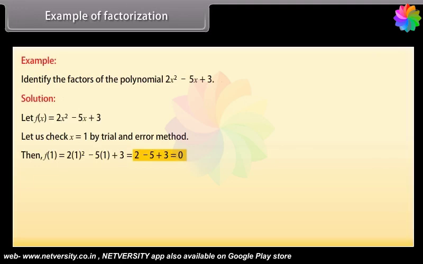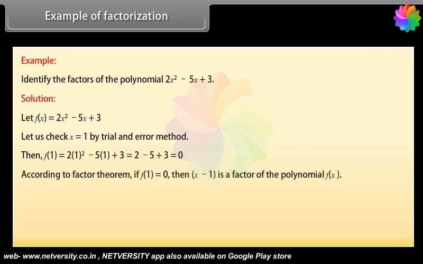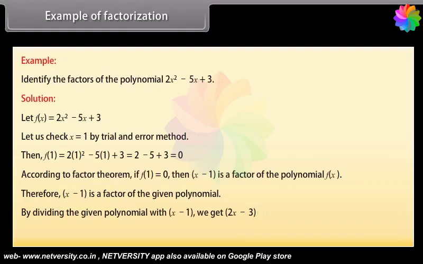which equals 0. According to factor theorem, if f(1) is equal to 0, then x minus 1 is a factor of the polynomial f(x). Therefore, x minus 1 is a factor of the given polynomial. By dividing the given polynomial with x minus 1, we get 2x minus 3. So, the factors of the given polynomial are 2x minus 3 and x minus 1.